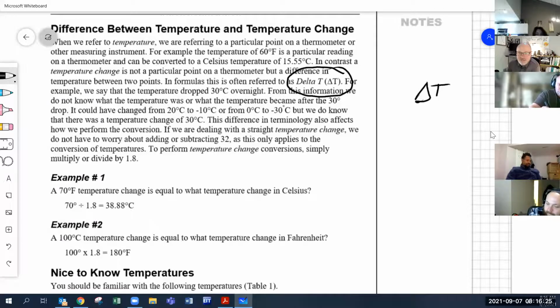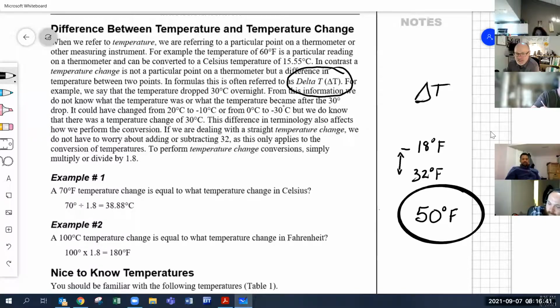Now, for example, if I had minus 18 degrees Fahrenheit and I go up to 32 degrees Fahrenheit, what is the delta T between these two? Well, the delta T is actually 50 degrees, yeah? It's the temperature difference between these two. You do have to go through the zero here, and it's all additive. Do we understand that? Is that pretty easy? It's pretty straightforward. It's the difference between the temperatures. Excellent.